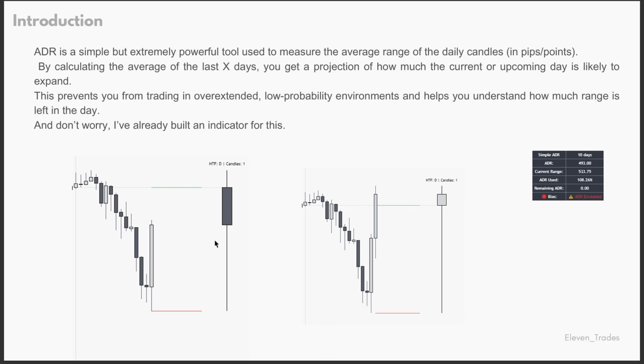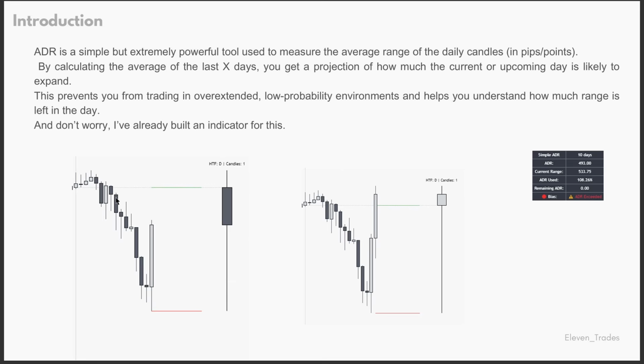And don't worry, I have already built an indicator for this, which will be released after this video for free. This is a showcase of that indicator, finding the average of the last 10 daily candles. For example, if the last 10 days expanded 500, 450 or 550 points, it will count the average of that, and it will show you what the current range is, how much percent of the ADR is used, what is the remaining ADR, what is the bias, is the ADR exceeded, are we getting expansion, are we getting a reversal, what is happening right now. The indicator will show you all of this.